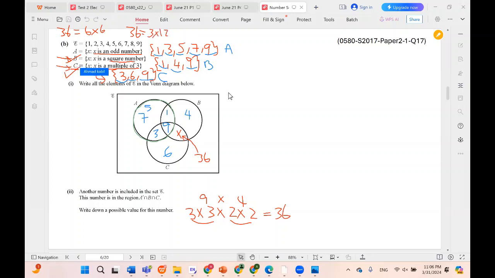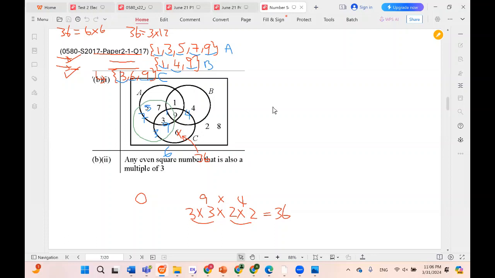And it is not an odd number, it's an even number. So it satisfies the requirement of being in A complement, being outside of A. So 36 is a good number to put for double I. So we seem to have obtained the correct answers here.